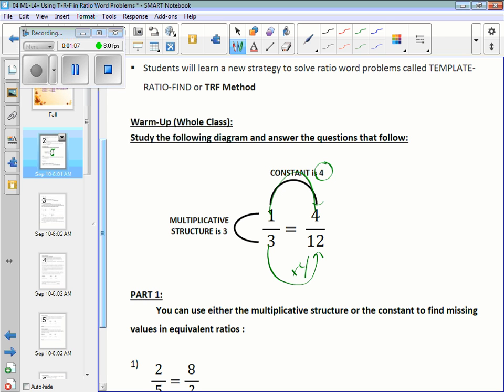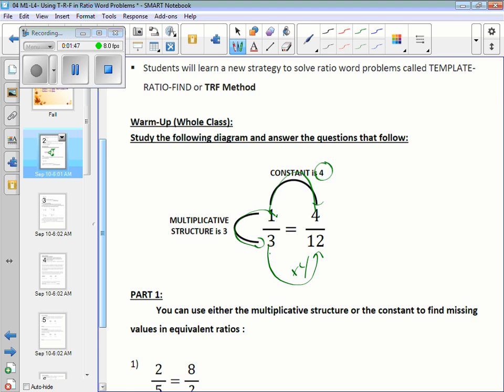One other way that you can find missing ratios or missing values in a ratio is looking from the top part of the ratio to the bottom and seeing if there is a multiplicative value that can be used for that. Does everybody see here that 1 times 3 will give you 3? Yes. That's called multiplicative structure. Can you say it? Multiplicative structure. You can use either constant or multiplicative structure to figure out missing values in an equivalent ratio. Both strategies can be used, and you will see sometimes it will work both ways.